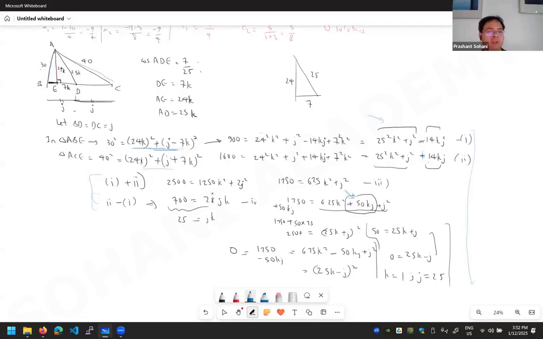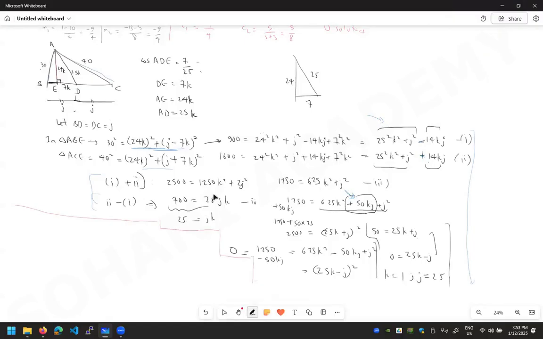One more method, just looking at the problem, I'm thinking about this method. If you want to give it a try as homework: do you know Apollonius theorem? Because AD is a median, the median's length is 25k. So can I directly write AB square plus AC square is equal to twice the median square plus BC square by 2?